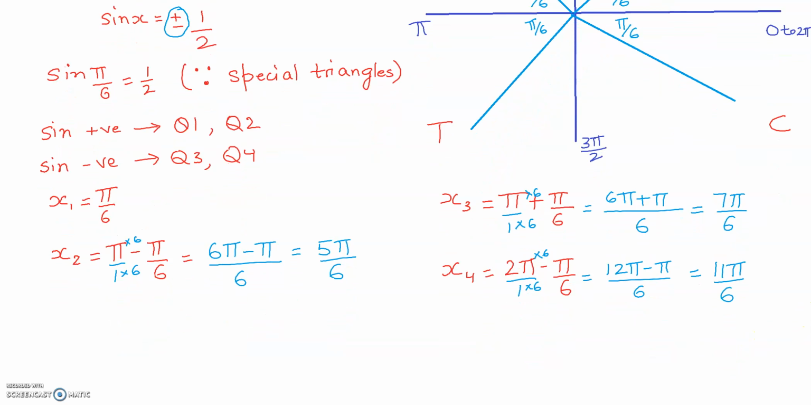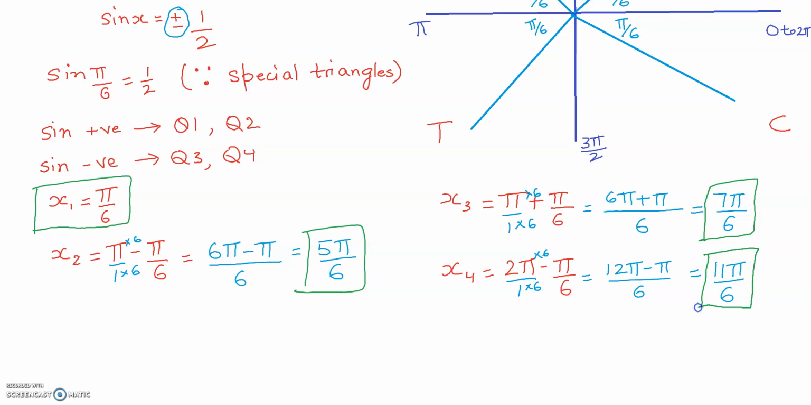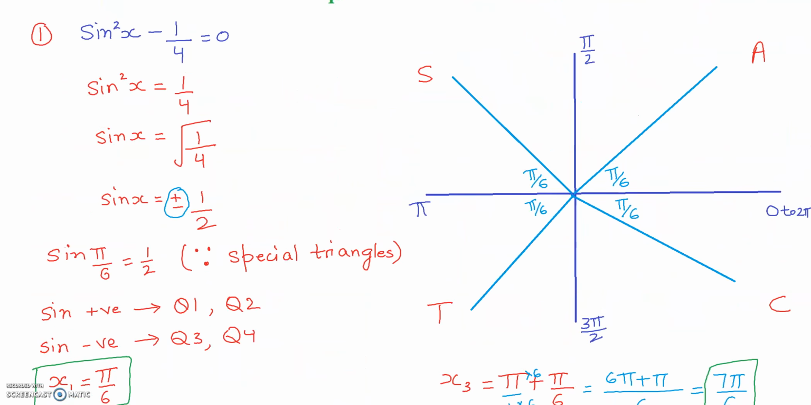Therefore, we have the values of x, which is pi over 6, and then we have 5 pi over 6. Then the third value of x is 7 pi over 6, and the fourth value is 11 pi over 6. This is how you can find the value of x when a trigonometric equation is given to you.